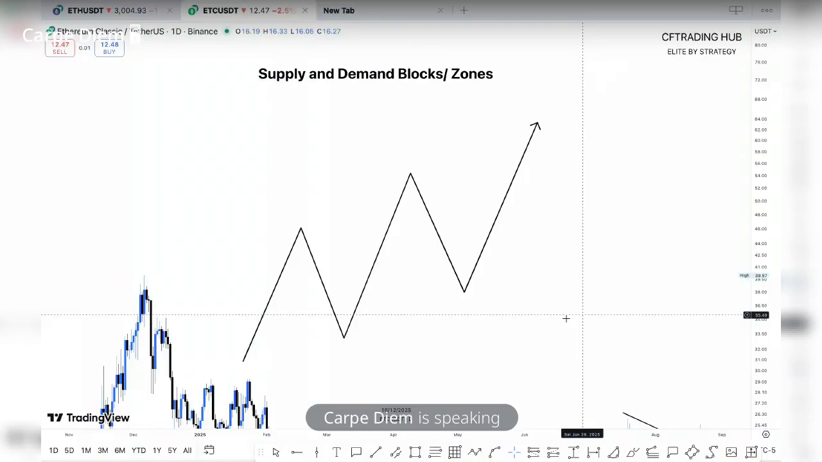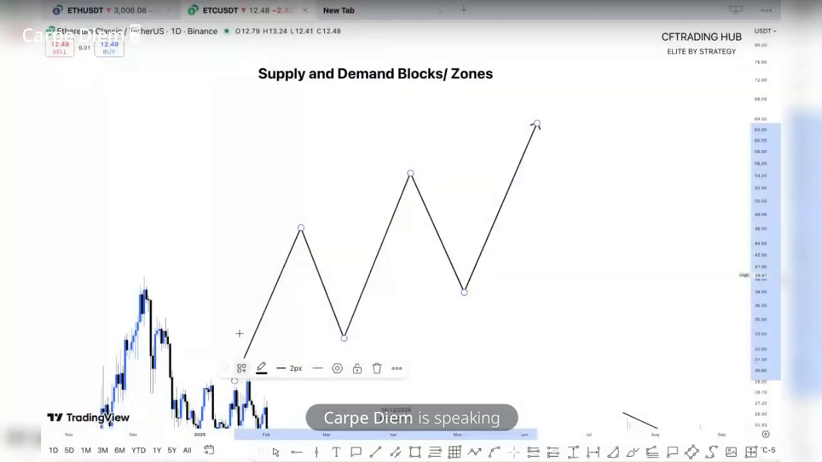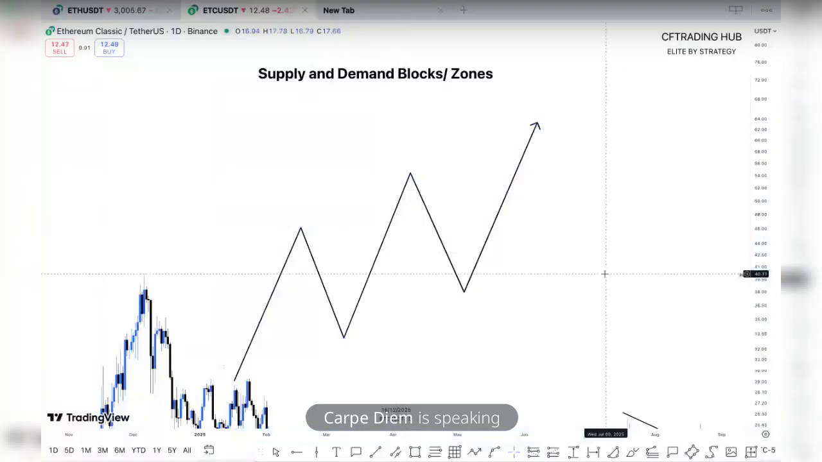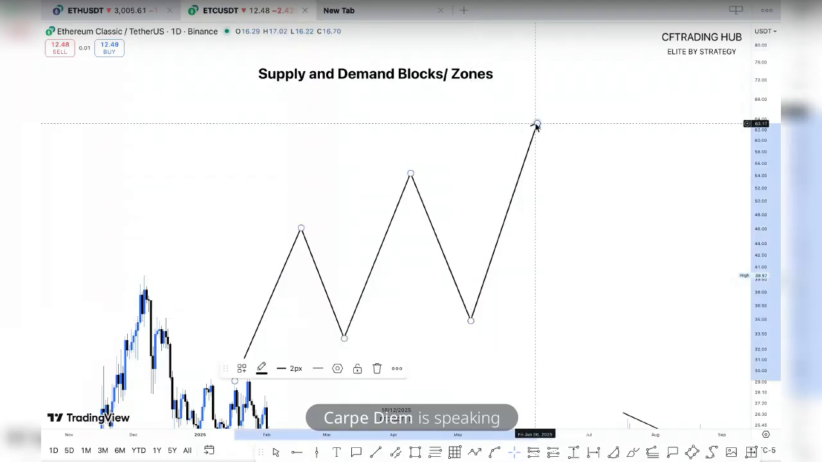They are basically levels where you expect rejections or continuations. They are key levels where price makes rejections. So now let me make an example of it. We're in an uptrend right now.